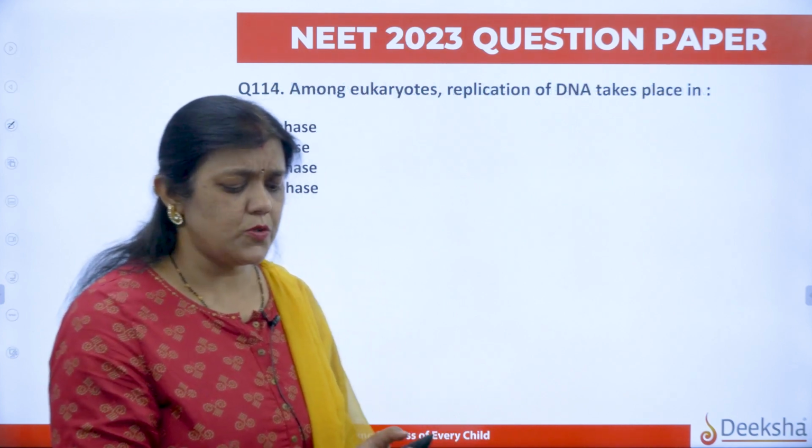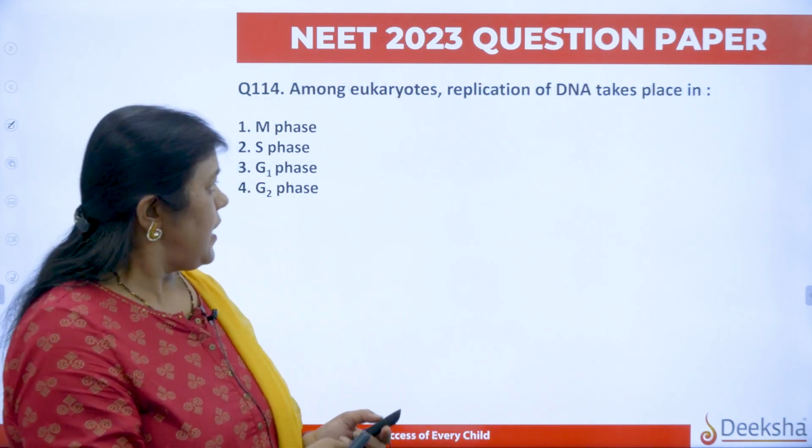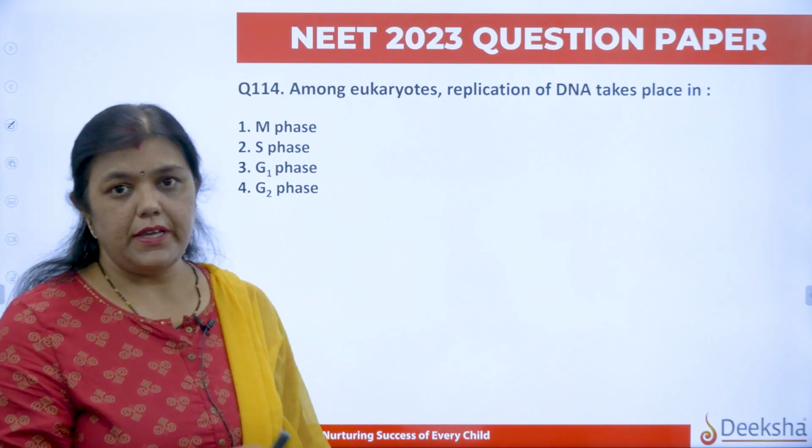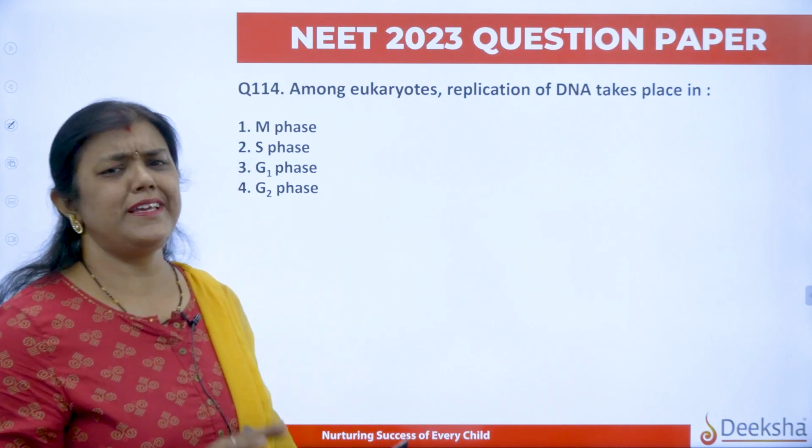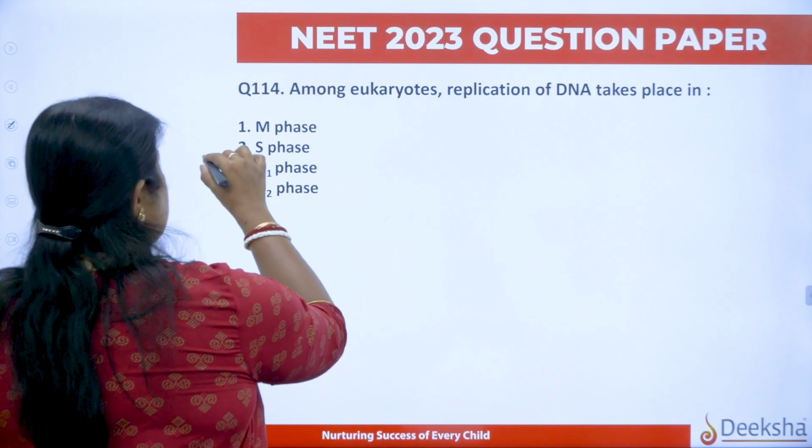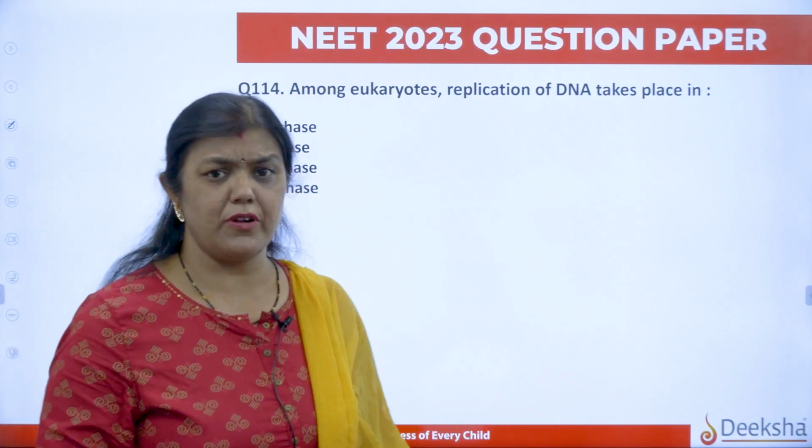Okay, we'll go to the next one. The next slide says, among eukaryotes, replication of DNA takes place in. Now this is a very easy question, I will say. This question can directly be answered as the synthetic phase or S phase.